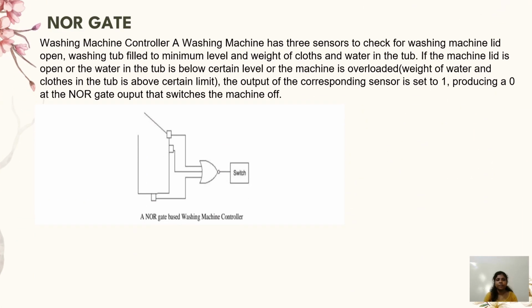NOR gate. Washing machine controller. A washing machine has three sensors to check for washing machine lid open, washing tub filled to minimum level and weight of clothes and water in the tub. If the machine lid is open or the water in the tub is below a certain level or the machine is overloaded, the output of the corresponding sensor is set to 1, producing a 0 at the NOR gate output that switches the machine off.